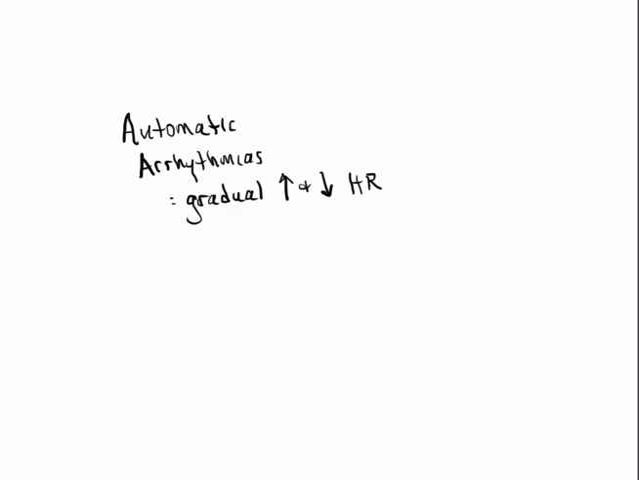One difference you want to keep in mind between automaticity and re-entry arrhythmias is that the heart rate is going to gradually increase and decrease with automatic arrhythmias. So for example, if you go exercise hard, your heart rate's going to gradually increase and then it's going to gradually decrease again. Re-entry arrhythmias, on the other hand, are marked by sudden increases in heart rate.